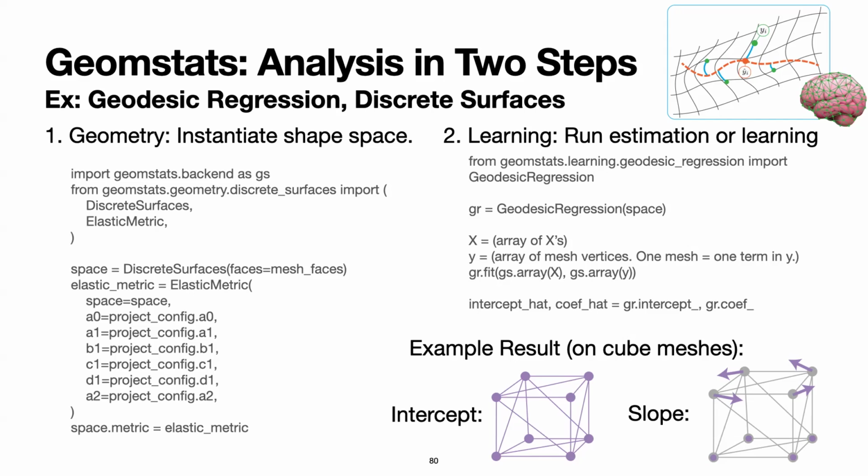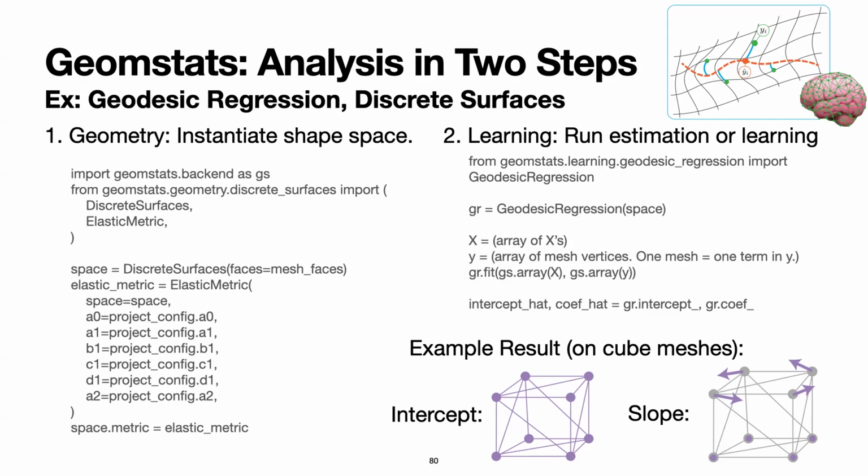Then import geodesic regression, create a geodesic regression object, have your array of X's, in my case, an array of hormone levels, in your case, maybe time, and an array of Ys, in my case, brain meshes, in your case, cube meshes, perhaps. And then gr.fit. And then it'll give you an intercept and a coefficient, which it has learned from the regression fit.